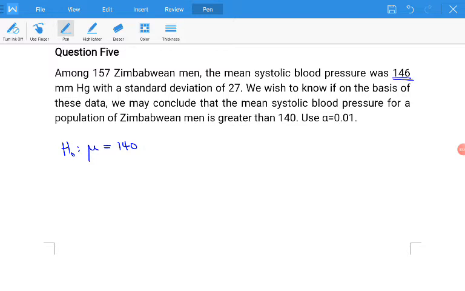The 147, if you read the question carefully, you will notice that it is the sample mean. So x bar is equal to 146, and s is equal to 27. Our n is equal to 157. So this one is going to make use of the z distribution. So under H1, mu is greater than 140. We are using alpha equal to 0.01.